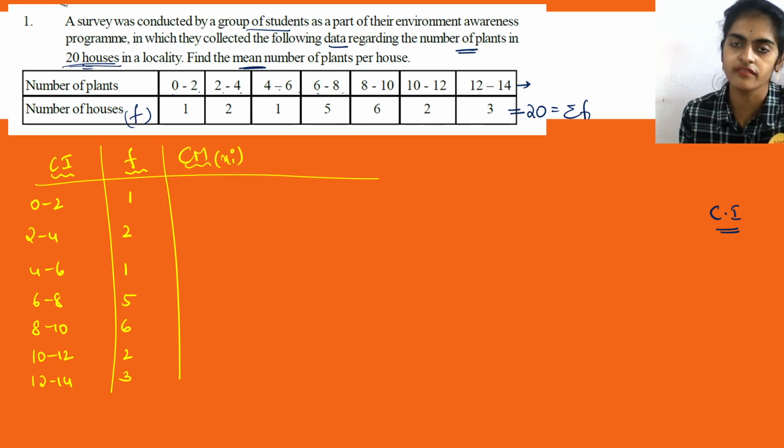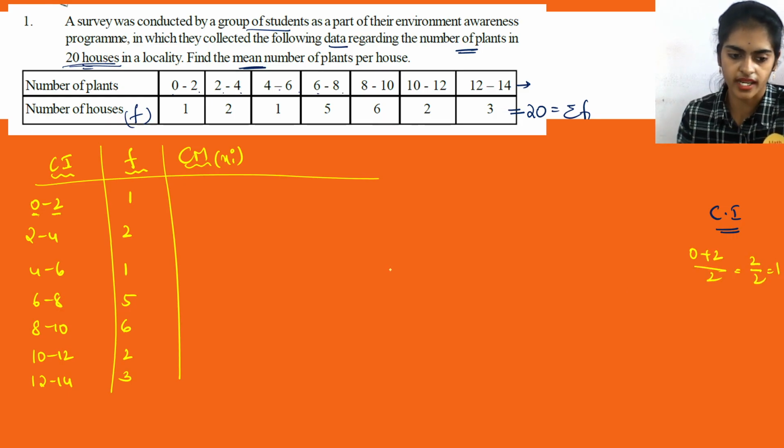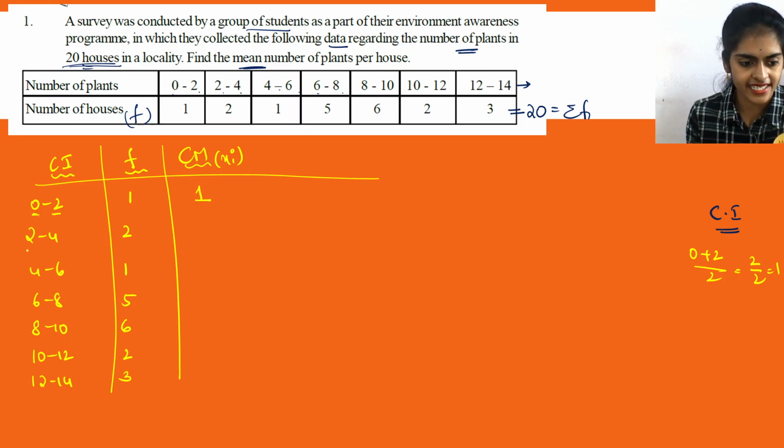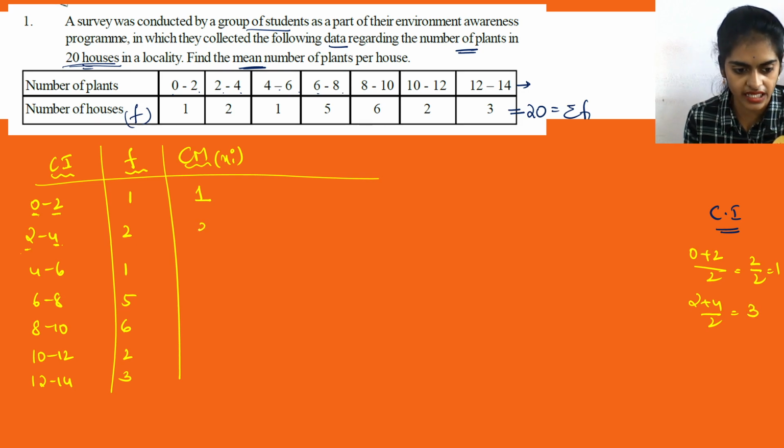So xi, you will find the class mark. Class mark is nothing but the average of the lower boundary and upper boundary. So 0 plus 2 divided by 2 gives you how much? 2 by 2, it is 1. So here it is 1. Next, the average of 2 and 4: 2 plus 4 divided by 2, 6 divided by 2 is 3. So here it is 3.